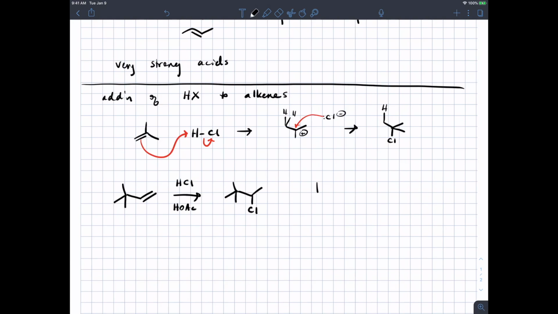And I'll show you product ratios as well. All right, so it's sort of a 2 to 2 to 1 product. So tell me a little bit about where each of these products come from. How about the alkyl chloride here? Where does that come from?